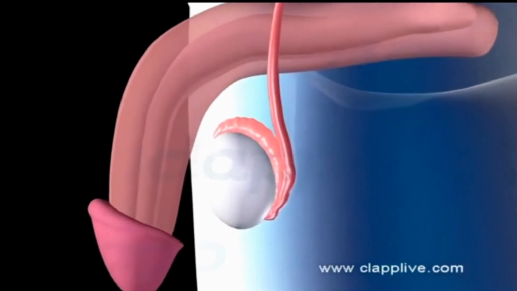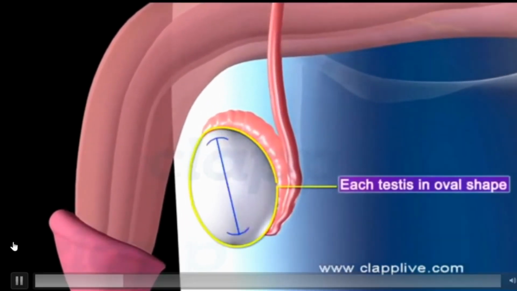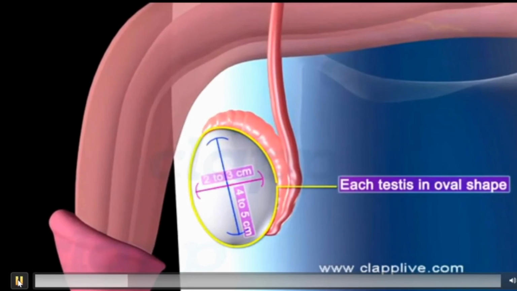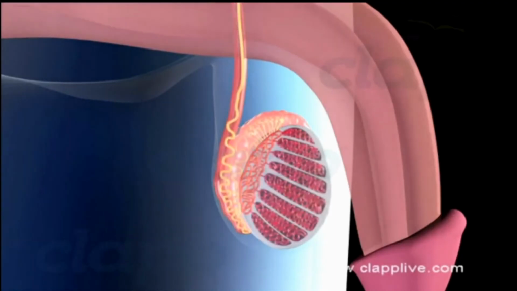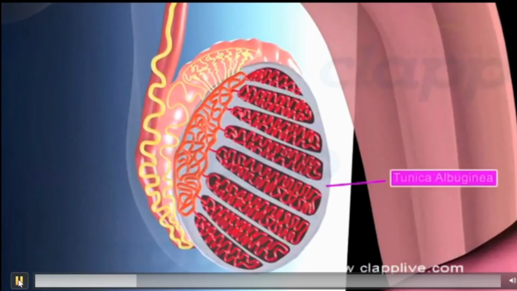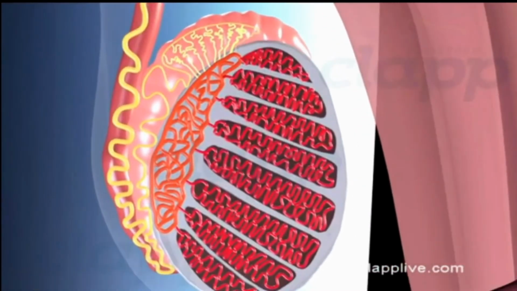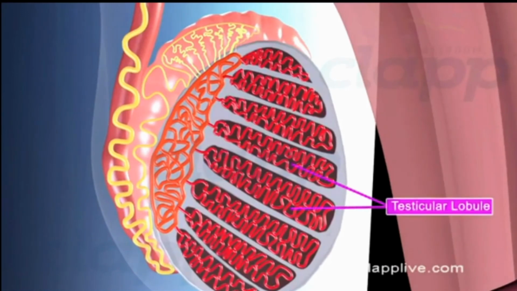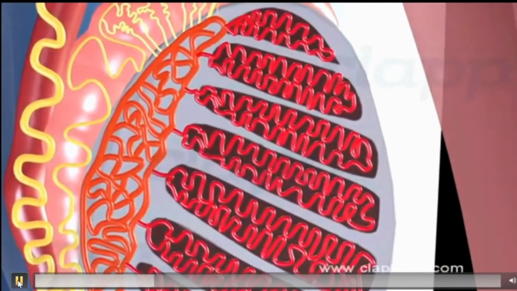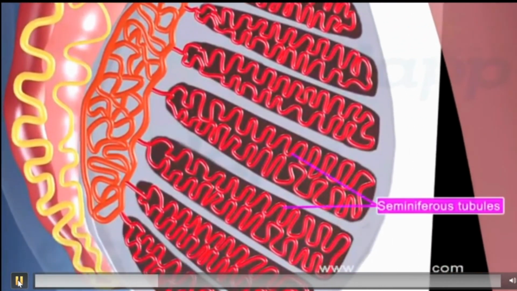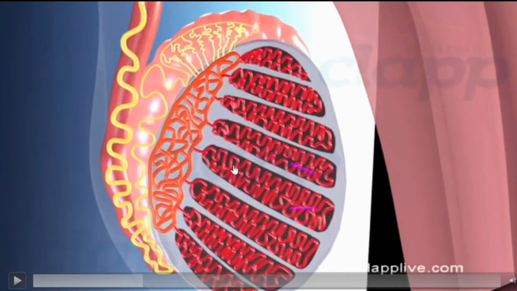Each testis is oval in shape and in adults it is 4 to 5 centimeters long and 2 to 3 centimeters wide. The testis is enclosed in a dense fibrous coat, the tunica albuginea, inward growth of which divides the testes into around 200 to 300 lobules called testicular lobules. Each lobule consists of 1 to 3 highly coiled seminiferous tubules. These are the seminiferous tubules, and the seminiferous tubules open into the rete testis. It is the connecting tubular portion between the seminiferous tubule and the vasa efferentia.